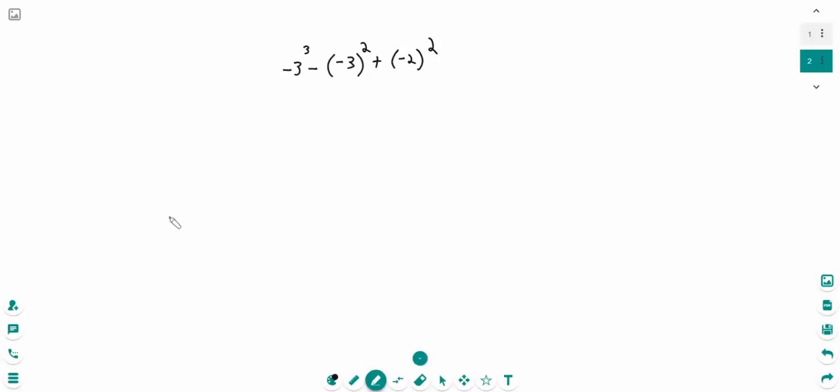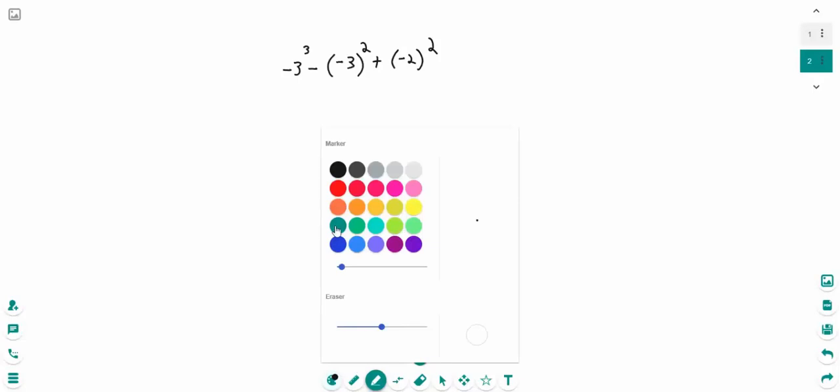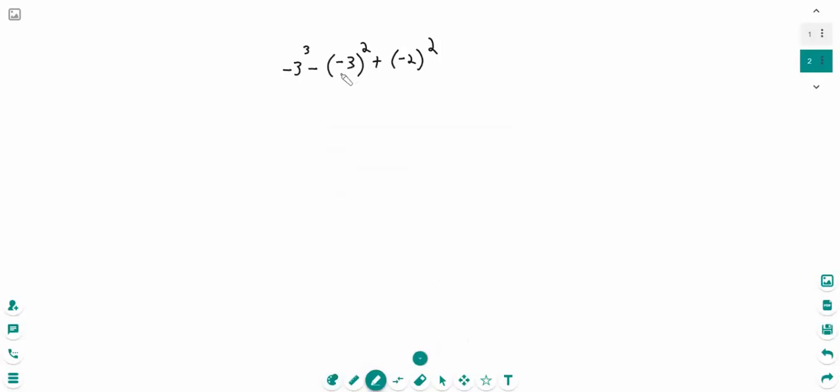Okay, so looking at this, again, what are we going to do? Well, we should be able to see, and we've got some parentheses in here. We've also got exponents. So let's work our way through this. All right, so let's tackle these one at a time. So we have three different terms.